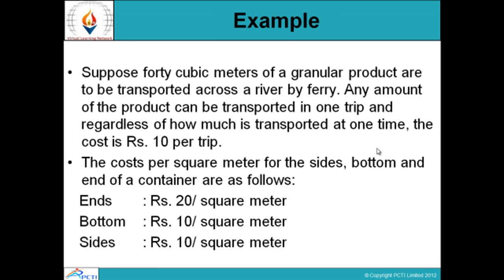For example, suppose 40 cubic meters of a granular product are to be transported across a river by ferry. Any amount of the product can be transported in one trip, and regardless of how much is transported at one time, the cost is rupees 10 per trip. The cost per square meter for the sides, bottom and ends of a container are as follows: ends rupees 20 per square meter, bottom rupees 10 per square meter, sides rupees 10 per square meter.